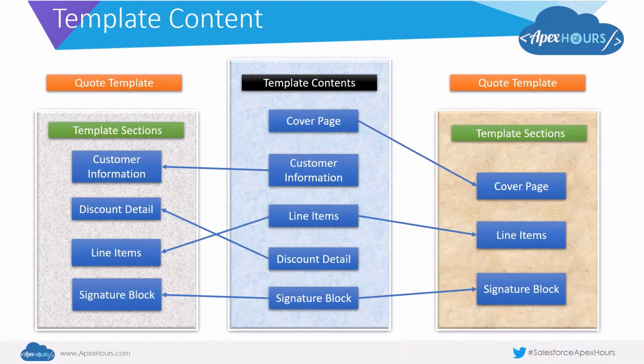And the way we join these up is by creating something called template sections that are specific to the code template itself. This is really just a link between a piece of template content and the code template itself. If you notice here, I have a code template A and a code template B, and I'm trying to use the same content in a different fashion. I've put customer information, discount detail, line items, and signature block here, whereas I have just cover page, line items, and signature block in my other code template. But really the linkage here is through the template sections itself.